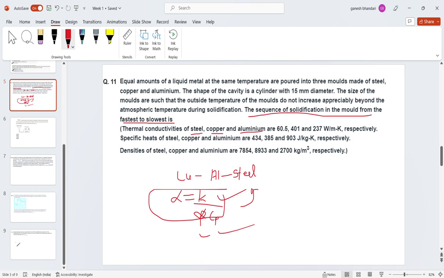Yeah, right, alpha values. When you calculate alpha for steel using this formula, calculate alpha for steel, alpha for copper, and then alpha for aluminum. From here you check which one is the highest and which one is the lowest. I think for copper it will come out to be the highest. That's why this sequence will be there.